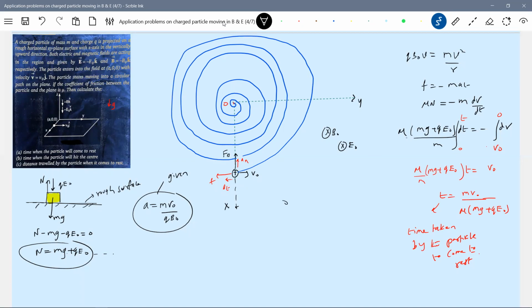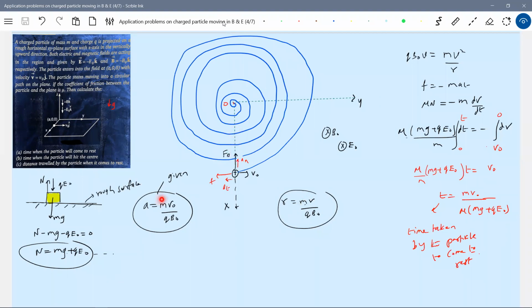So what is the radius of the circular path? mv by qB0. Let's assume that at any instant of time t, when v goes to 0, what will happen to the charged particle? When the particle has come to rest, what about the mass of the particle? It remains constant. Charge of the particle remains constant. The magnetic field strength is also constant. So if v goes to 0, then what should become 0? R should become 0. So therefore, finally the particle should come to rest at the center. So this should have been given. Otherwise, not possible.